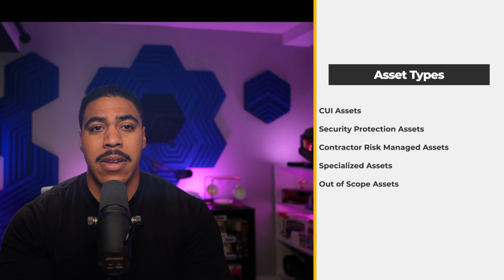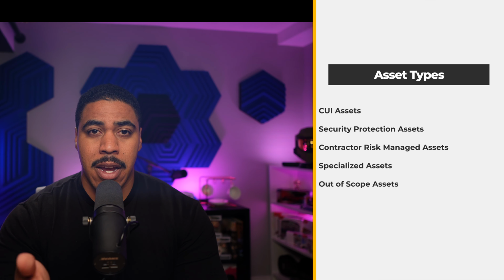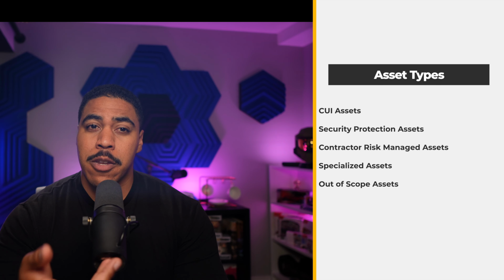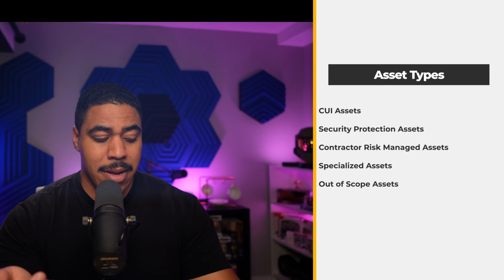All right, so the asset categories. There are 5 kinds of asset categories. You have CUI assets, your security protection assets, contractor risk managed assets, specialized assets, and out of scope assets. All right, so your CUI assets. These handle CUI, or controlled unclassified information, directly.